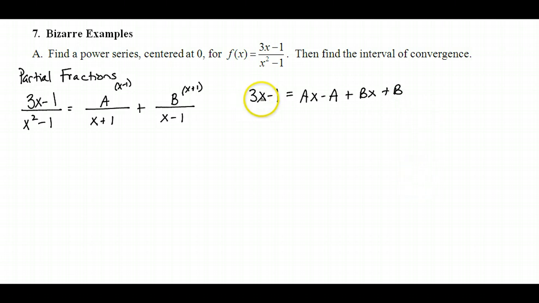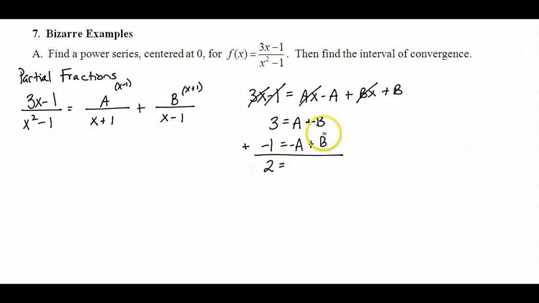And then we look at our coefficients. In front of the x we have a 3. And in front of our x's we'd have A + B. Our constant, we have a -1. A and B don't have variables with them, so those are constants, so there's -A + B. This works out really well because I have an A and a -A, so I can add these two things together. 3 plus -1 is 2. A plus -A is 0. B plus B is going to give me 2B. Therefore, B is equal to 1, and then A would have to equal 2.